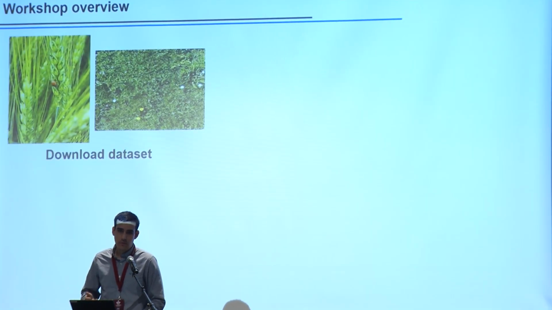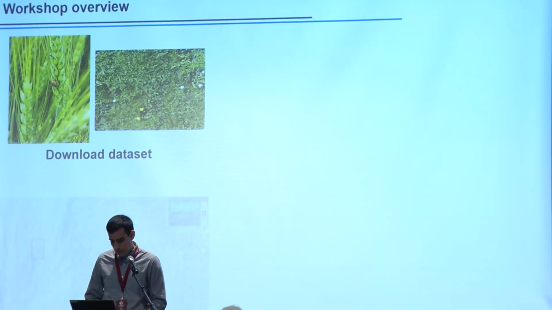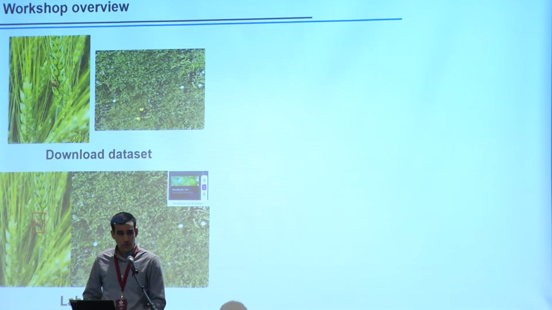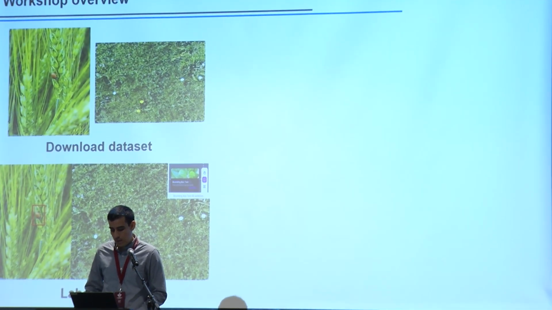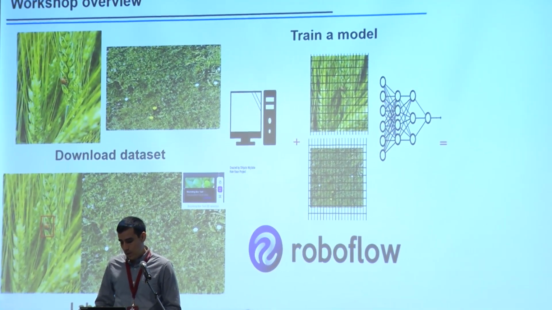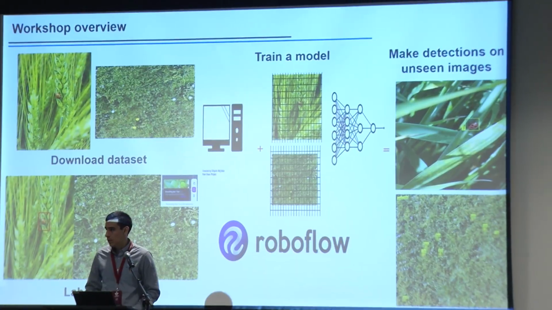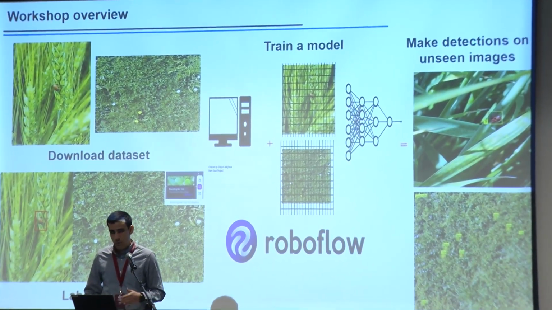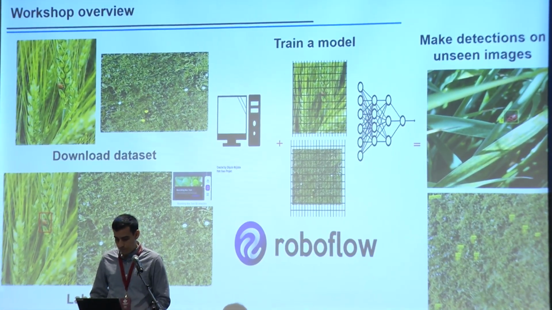That is very important if you want to automate agriculture or if you want to build a ground robotic system that can detect coccinellids, or a drone that can detect dandelions. The goal for you today is also to learn how to use labeling, which is very useful in RoboFlow, to be able to train a model with a platform and make detections in unseen images that the model didn't see before.